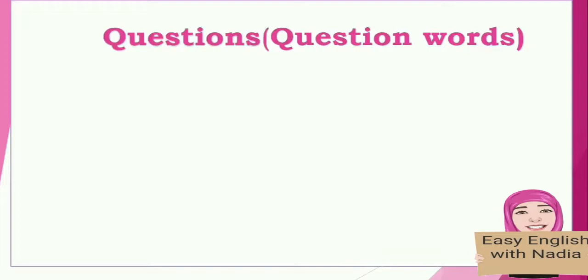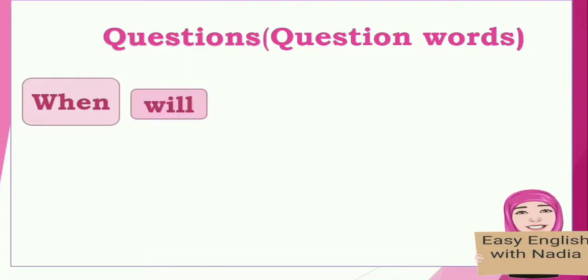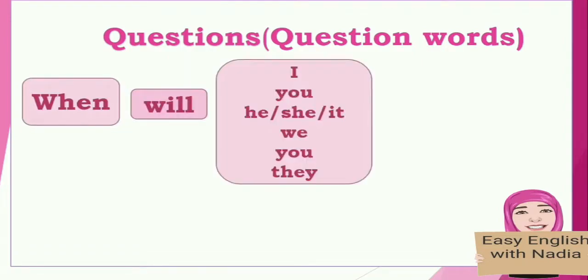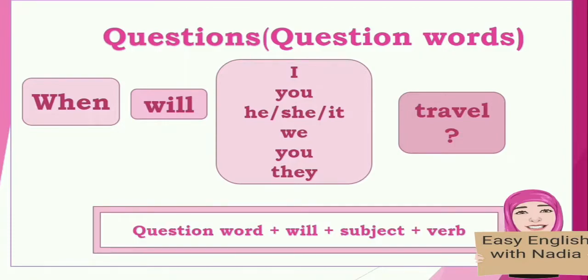Questions with question words like when, where, etc. So, when plus will plus I, you, he, she, it, we, they, plus verb. For example, when will I travel? So, question word plus will plus subject plus verb.